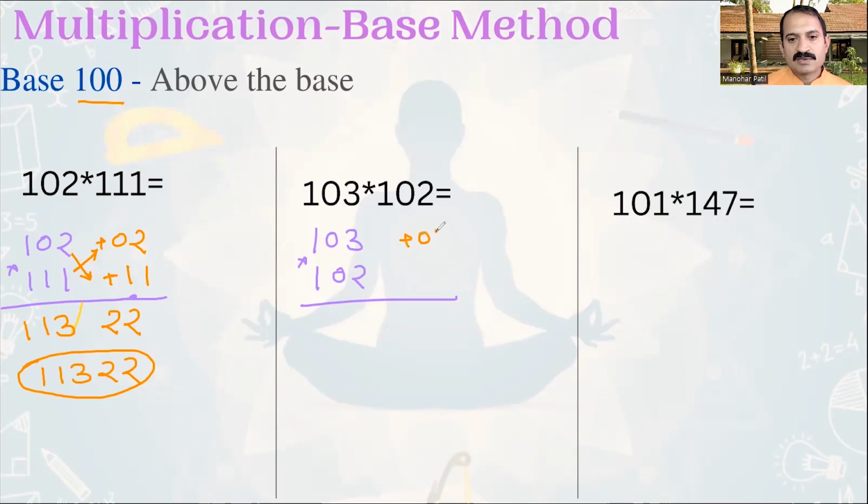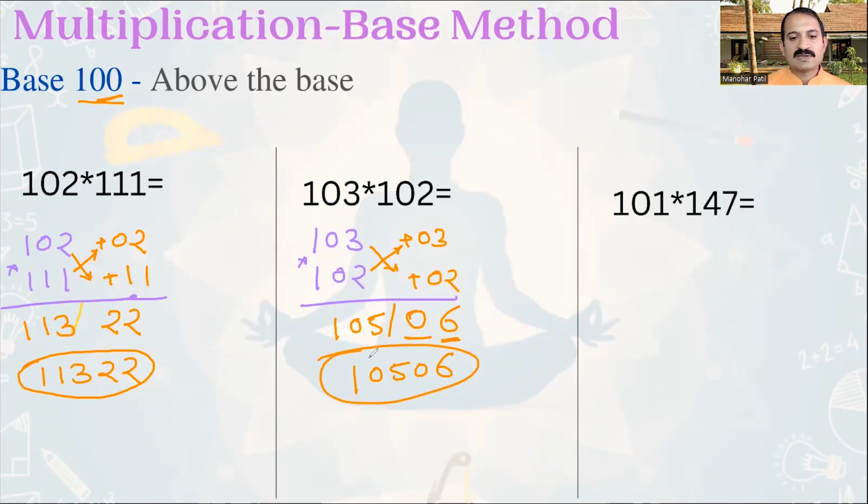But we have got only 1 digit. So we need to put zeros. We have to fill that place. So it becomes 06. And now the remaining part is the same, cross addition. So either you can do 103 plus 2 or 102 plus 3. You will get 105. So final answer is 10506. If you do the same thing with the traditional method, it will take 2 to 3 minutes. But within a second we will get the answer.